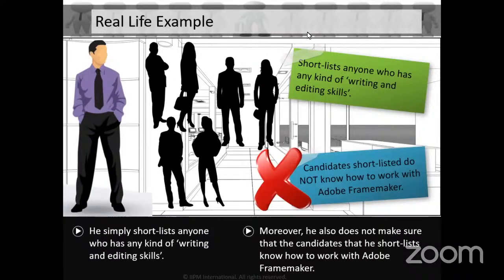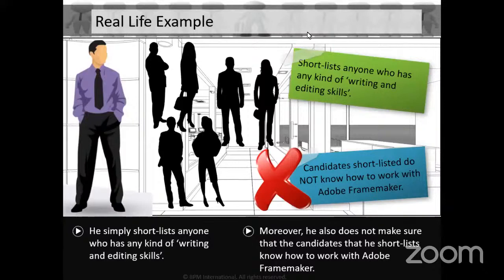So people write, everybody cannot write the same thing, okay? Writing a manual to be able to use to teach is different from writing a lesson note in school. It's different from writing an article. It's different from writing a book. So there are different kinds of writing. Now, this was what David did not consider. David simply shortlisted anyone who can write just about anything.